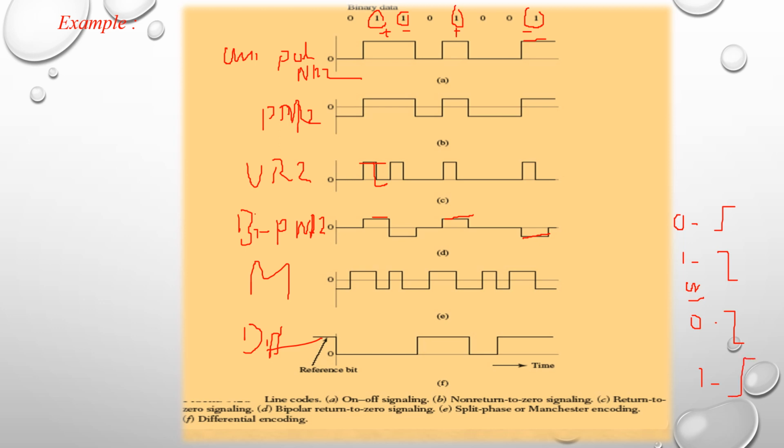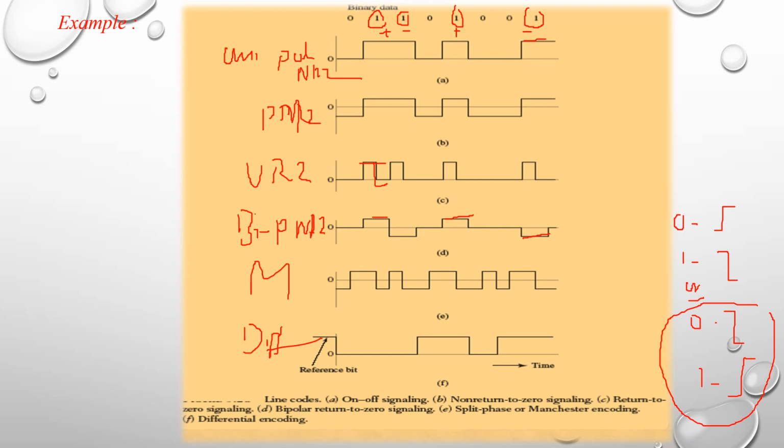In the previous example we used this method, and in this particular example we use 0 varies from negative to positive and 1 varies from positive to negative. So here the first bit is 0, it varies from negative to positive, and 1 varies from positive to negative. Similarly for the next bits, 1 varies from positive to negative and 0 varies from negative to positive and 1 varies from positive to negative. Similarly for the last bit, 1 varies from positive to negative.